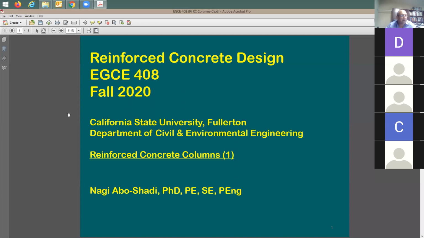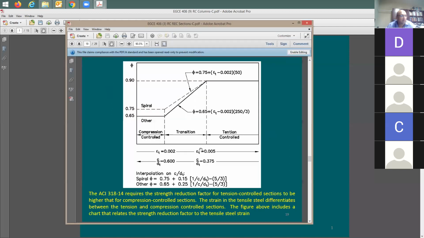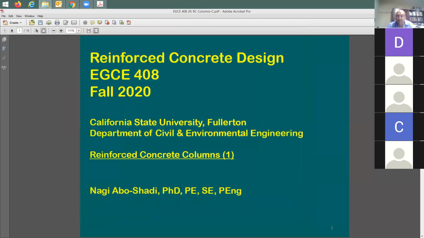If I may go back here again, no, I don't have it in the slide. Yeah, what we have here is 0.005, but I've read somewhere that we could use a minimum of 0.004. Okay, yeah, but the code says this, which means that if you're doing an actual design, you need to satisfy that. Okay, so 0.005 is what we're going to assume. Yeah. Okay. Thank you. No problem.